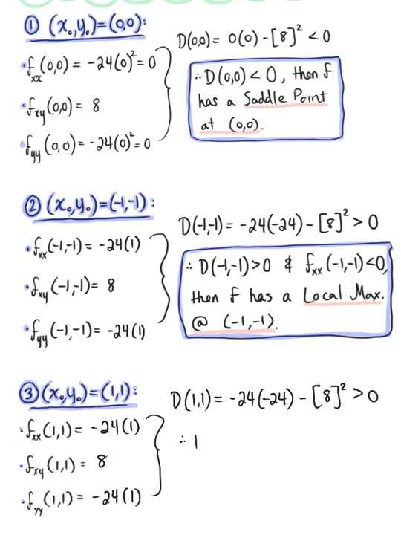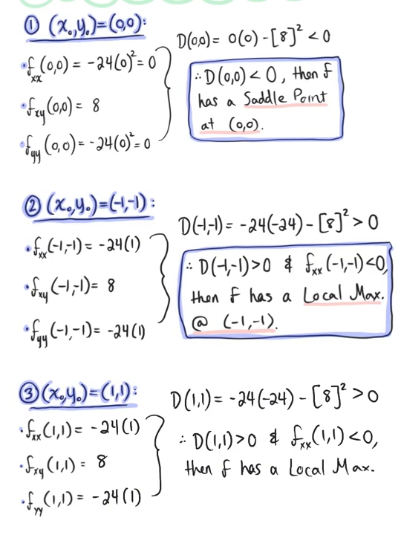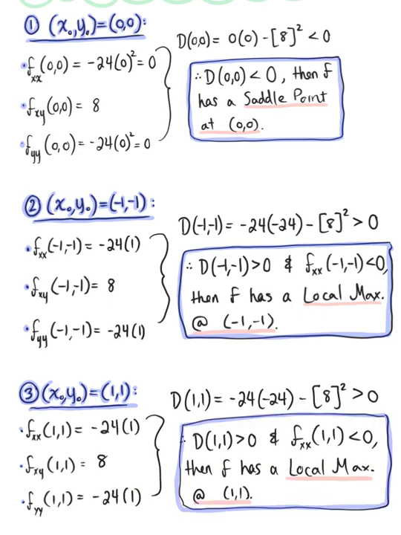And so, therefore, since the discriminant at the point (1, 1) is greater than 0, and since the second order partial derivative of x with respect to x at the point (1, 1) is less than 0, then we know by definition that the function f has a local maxima at this point. And we have officially classified all 3 potential critical points. Woohoo! So this is our beautiful final answer.